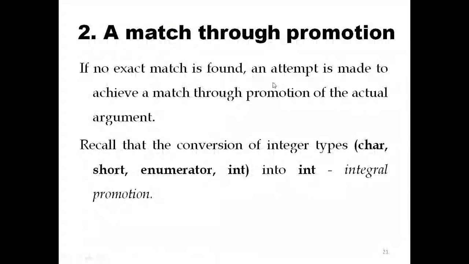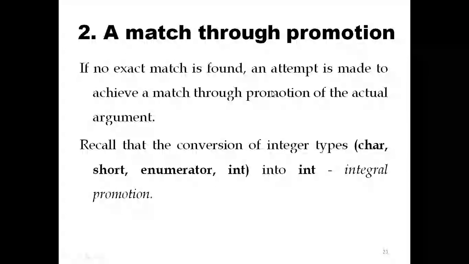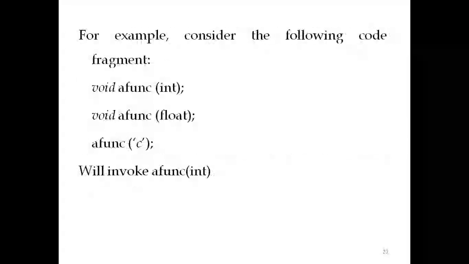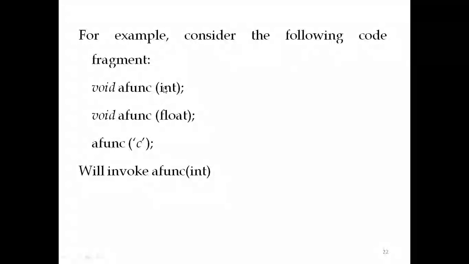Next is match through promotion. Suppose if an exact match cannot be found, then the system automatically finds whether there is any definition of a function that can be matched through promotion. For example, consider the same functions, that is, a function with one integer as parameter, and another overloaded version, a function with one floating point value as parameter. Now during the invocation of the function, I give a function of c.